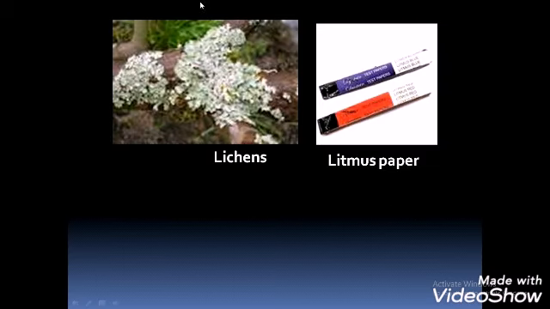This is a picture of lichen. We say that litmus paper or litmus is extracted from lichens. Then these are the litmus paper strips, red and blue litmus papers. So now we can watch one video. That's how we can make a litmus paper. Are you ready?